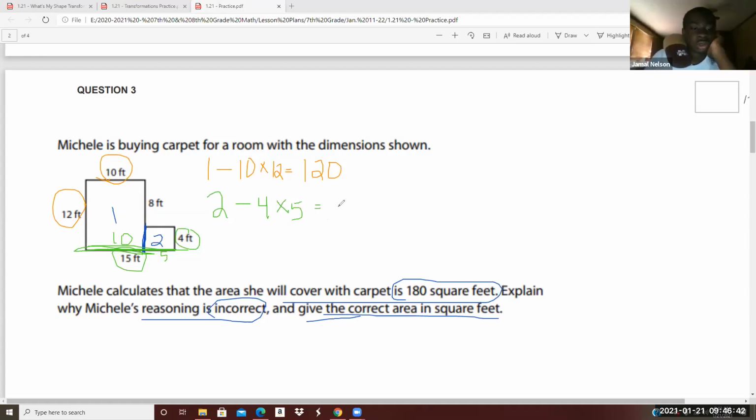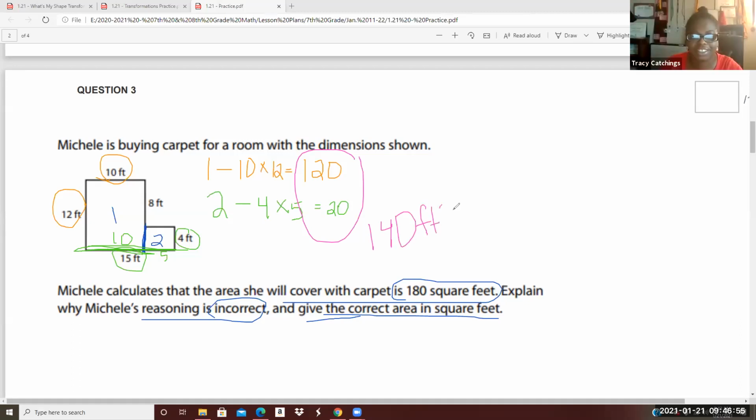20. Now, add it all up. All right. Good. Add it all up. 140. Feet. Get your unit. All right, so we got the correct area.